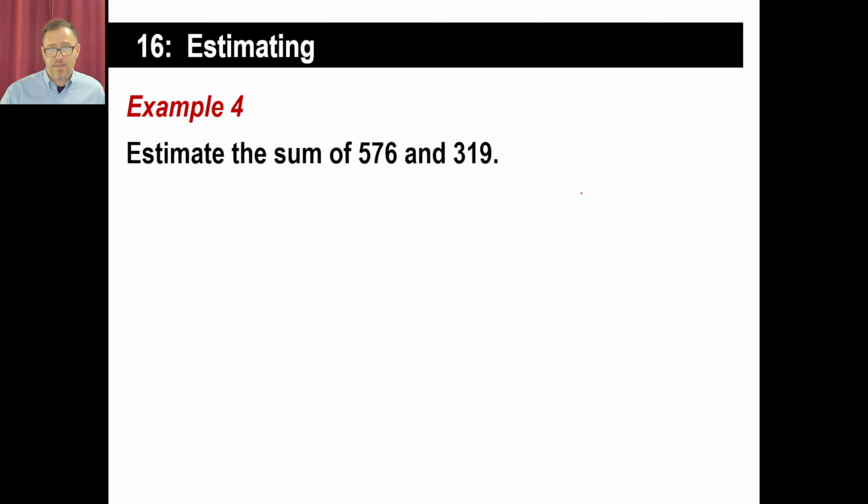Okay, let's estimate the sum of those 2 numbers. Well, we can look at this and go, okay, this is a 100 number. I'm just going to stick with rounding to hundreds. So 576 would round to about 600, right? 319 would round to about 300. So that's 600 plus 300, it's about 900.